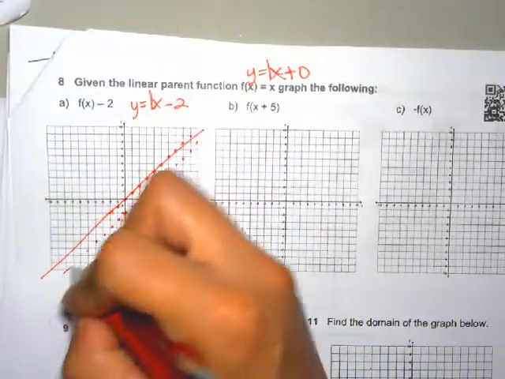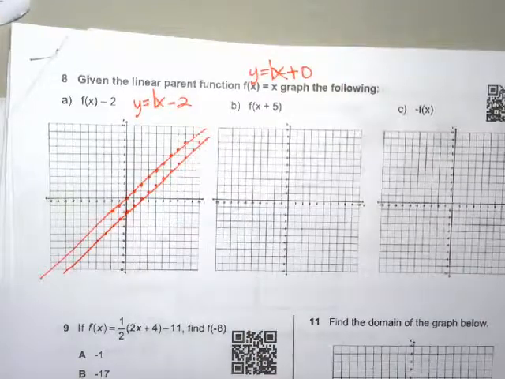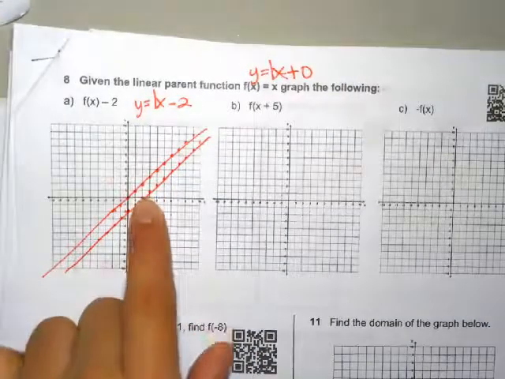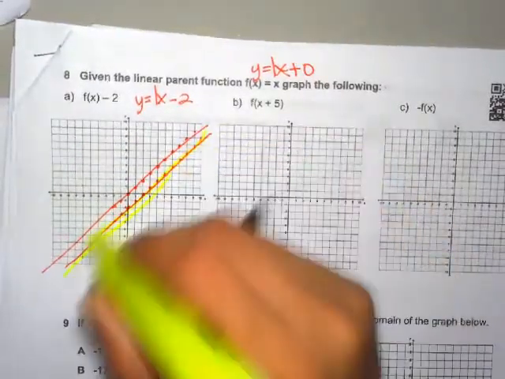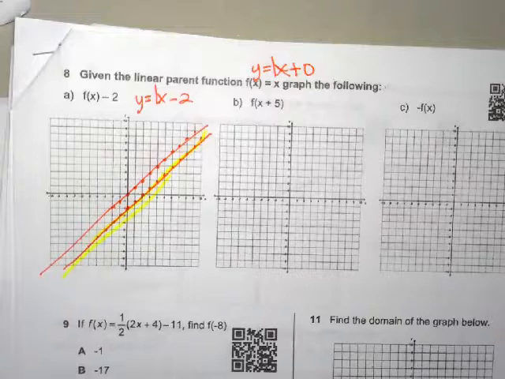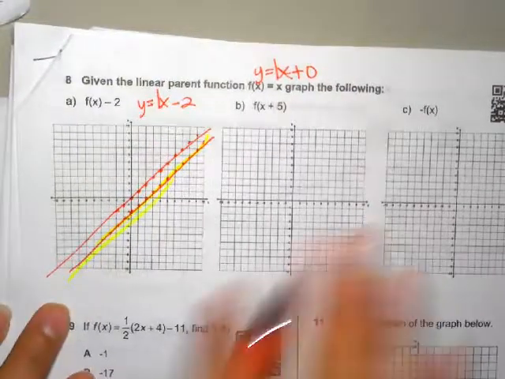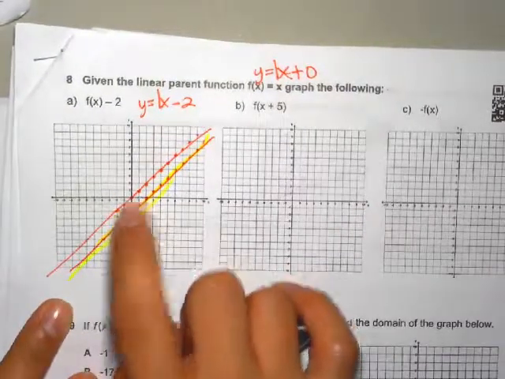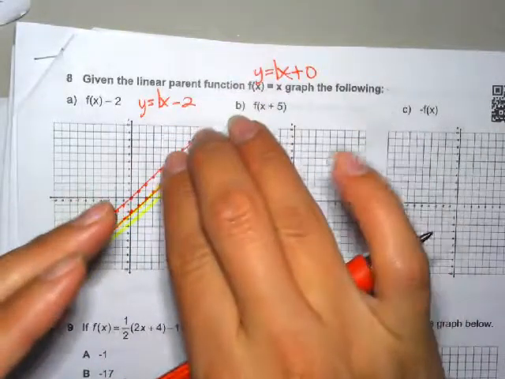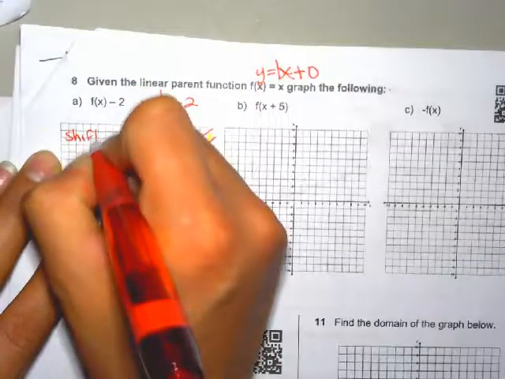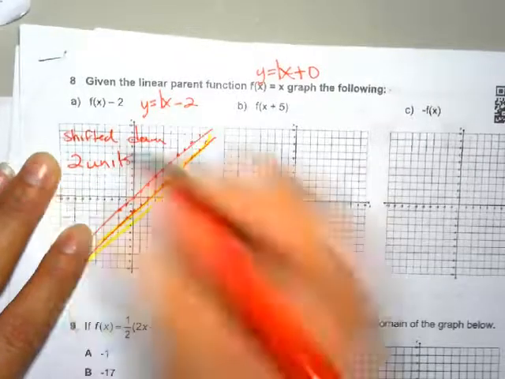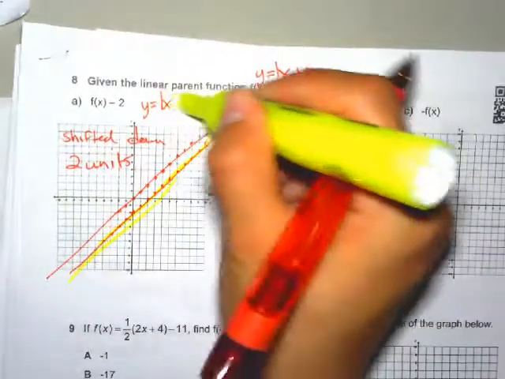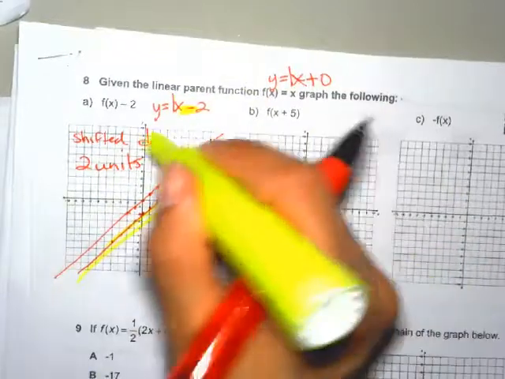So our new line looks like this. How did it change from the first line to the second line? It's not starting at 0 anymore, now it's starting at negative 2. So all the points moved how? Down. So the new line shifted down 2 units. So when we subtract, the outcome is that it shifts down.